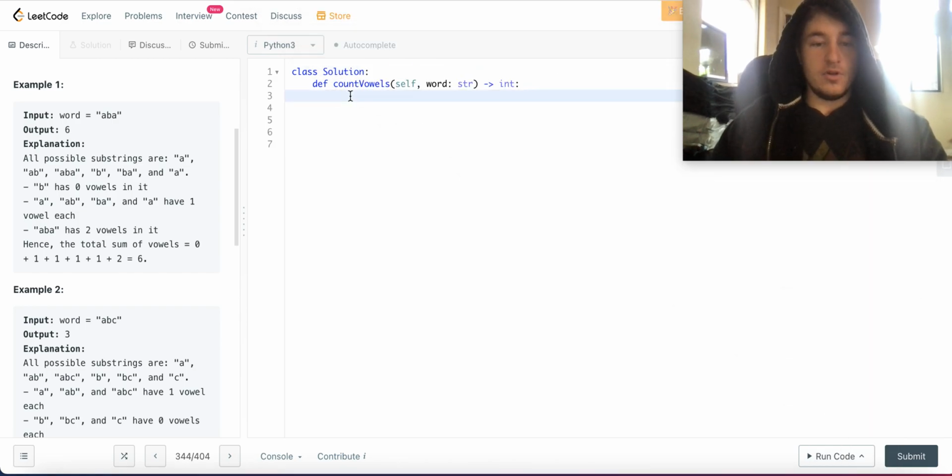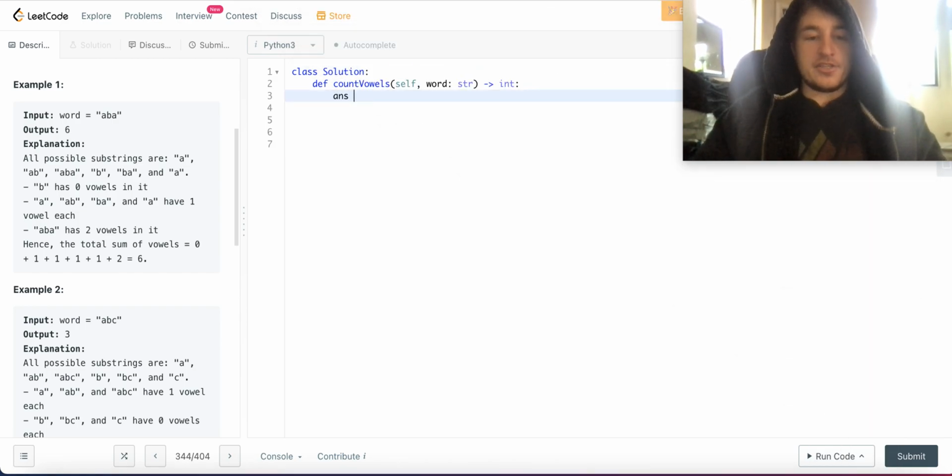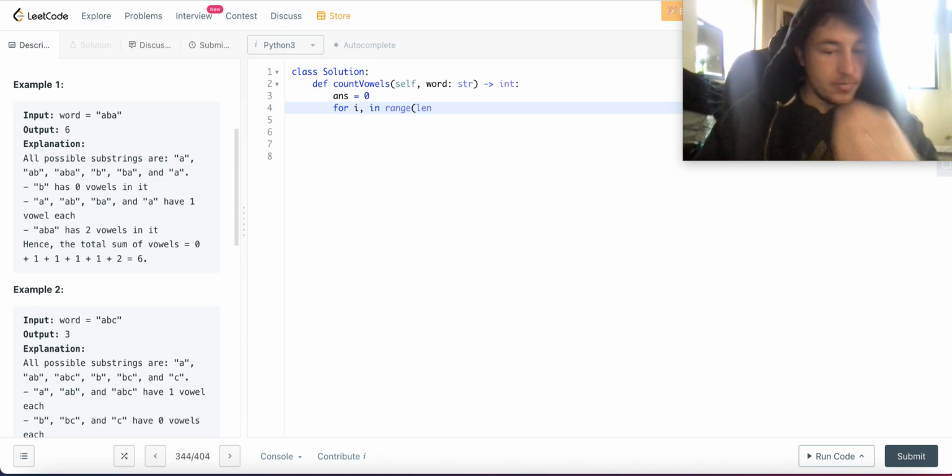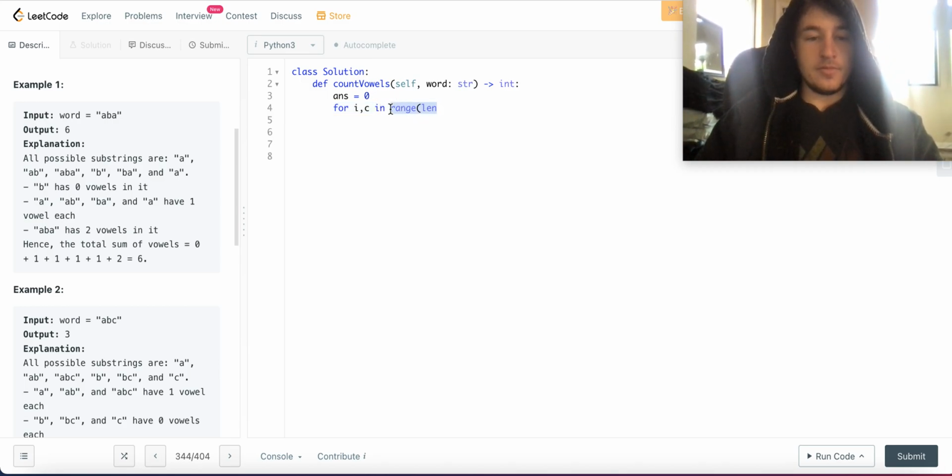solving this. So we'll have answer equals 0, right? And then we'll look at I in range length of word. Or let's just enumerate because we're cute. I and then the character in enumerate word, so we'll look at the index and the character. If C is in A, E, I, O, or U.